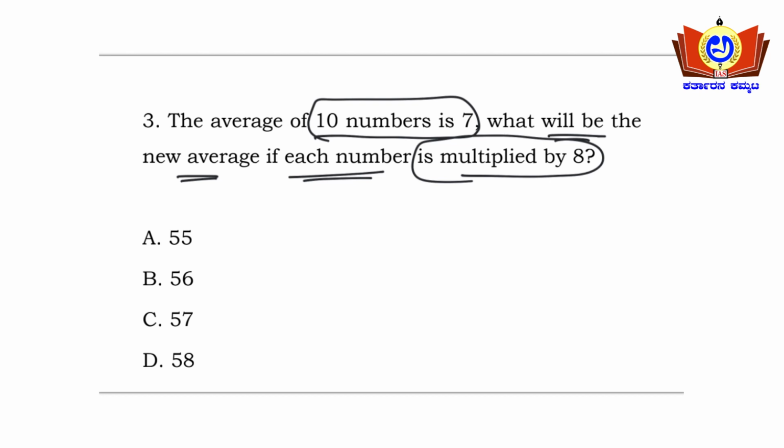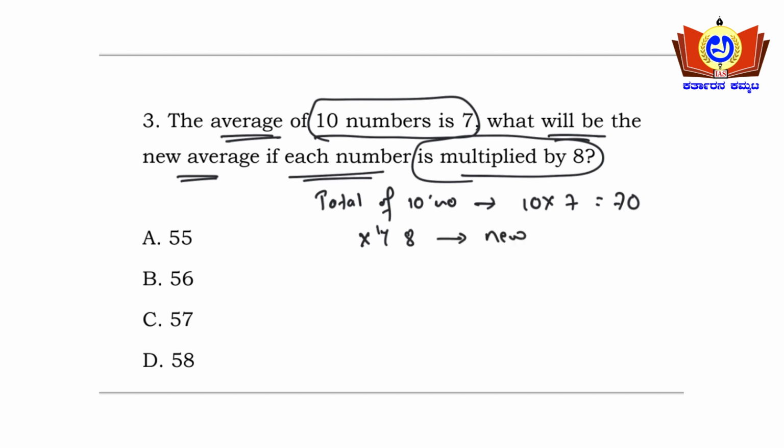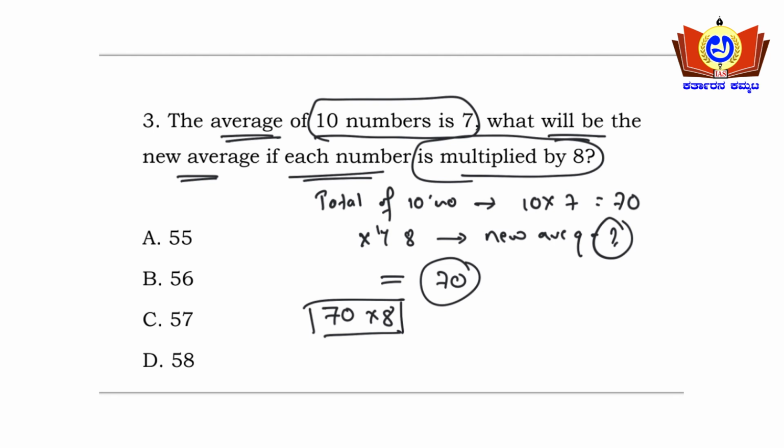There are 10 numbers and the average is 7. So the total of the 10 numbers will be 10 into 7, that is 70 here. The new average, if each number is multiplied by 8, is the question mark here. We know that the total is 70, and we need to multiply each number by 8, so 70 into 8 will be 560.